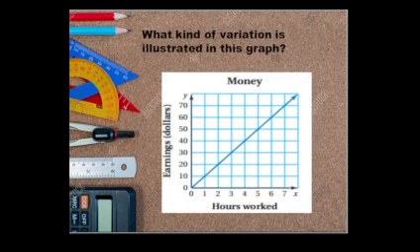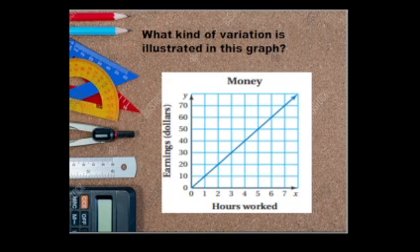Okay, what kind of variation is illustrated in this graph? So the x-axis is the hours worked, and the y-axis, earnings, in dollars or equivalent to dollars. So what have you noticed? As the number of hours will increase, your earnings will also increase.